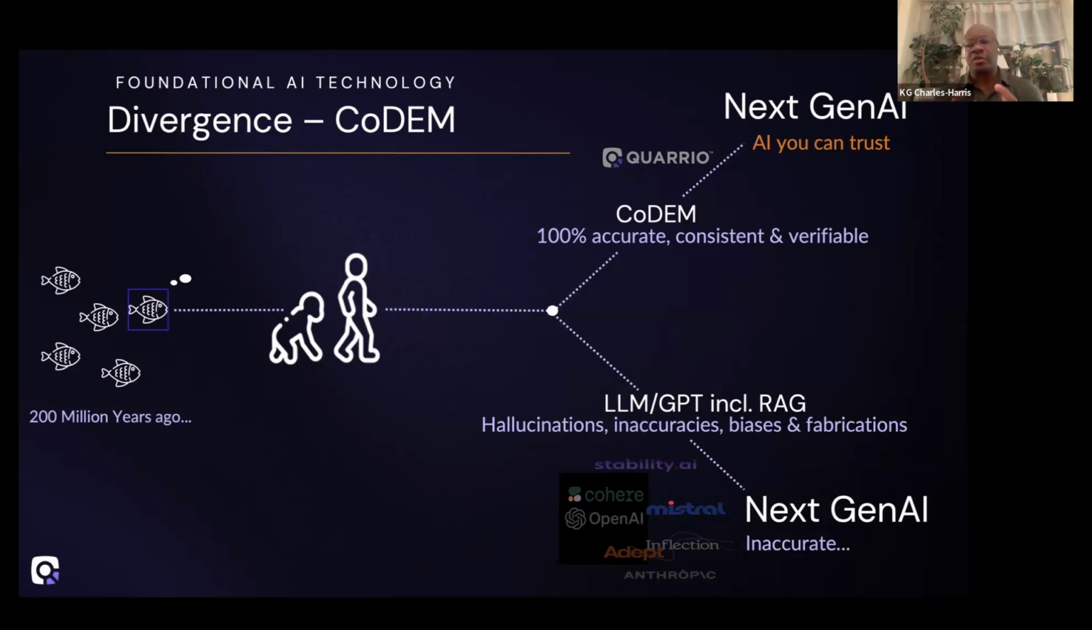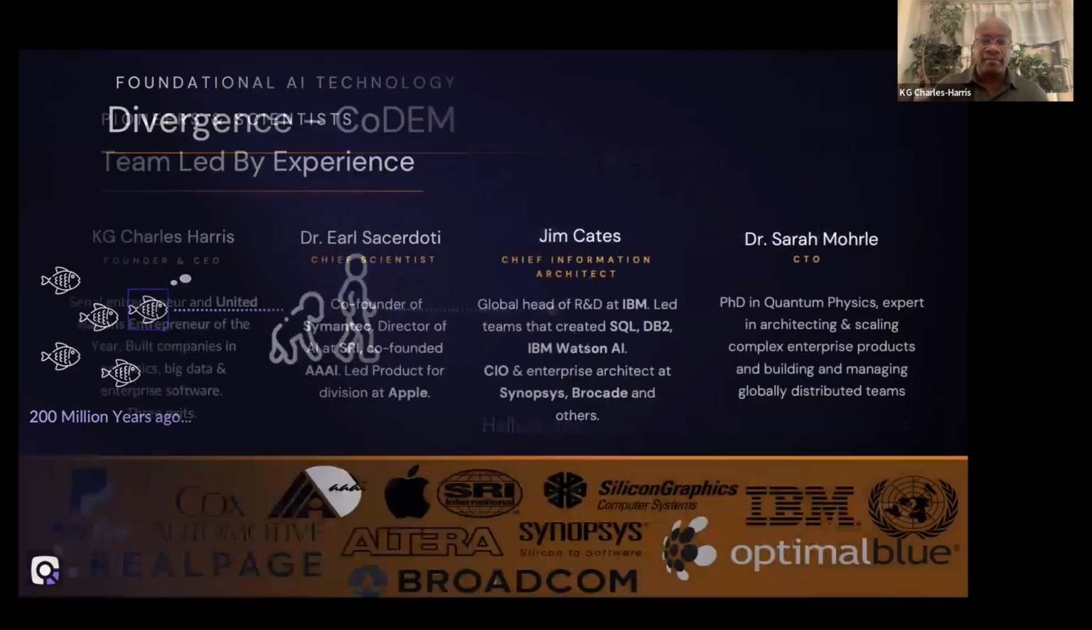So we built a foundation using symbolic systems approaches. What this has given us is the ability to create a deterministic system that is accurate and consistent. And you can validate every single thing through audit trails, as I just showed you in the demo.